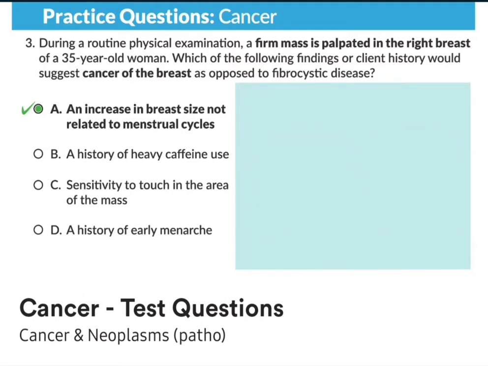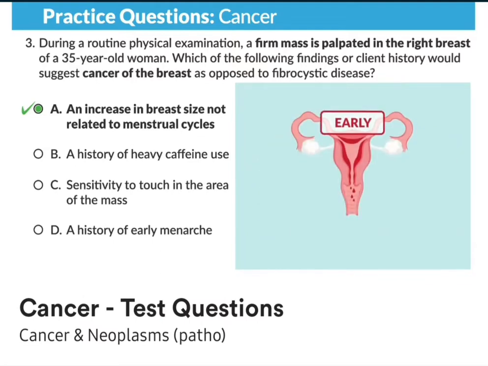And lastly, option D, a history of early menarche. No, once again, this is incorrect. Early periods is not a factor of breast cancer.